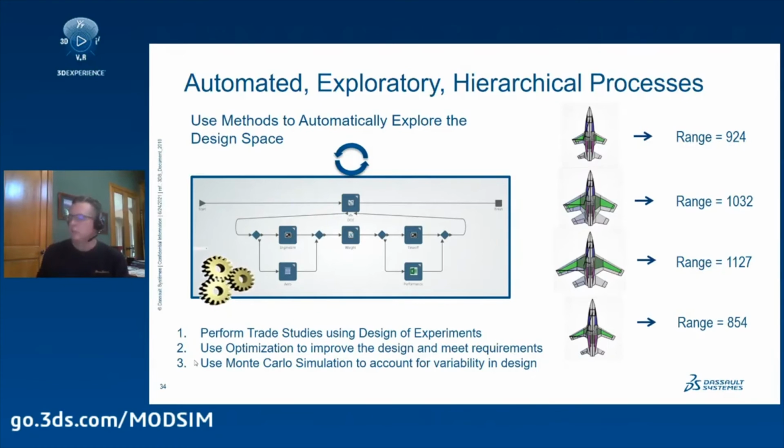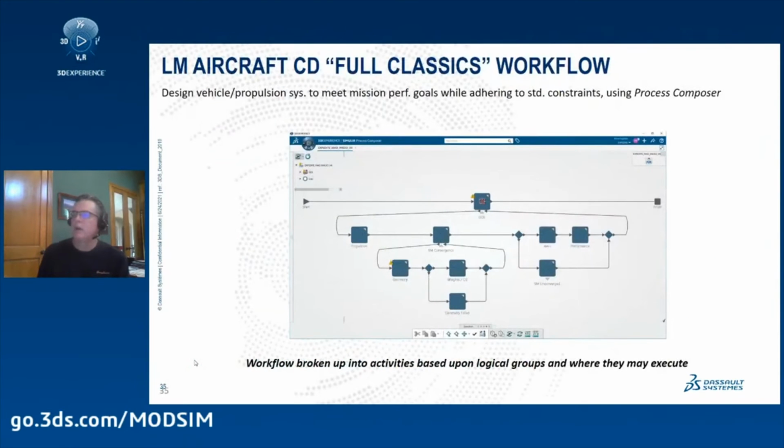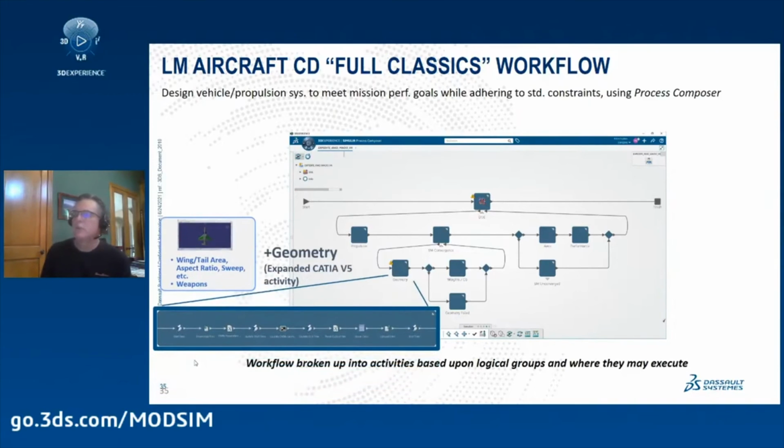So all of that capability is built into Process Composer as well. And earlier, Chris talked about the Lockheed Martin Expedite workflow, and their workflow in Process Composer was actually done to do a very large design of experiments. So they actually ran about 10,000 points, and this particular Process Composer workflow was broken up into several activities that did very specific things. So there was an activity that updated their CATIA V5 geometry using a series of our generic adapters. And so they would change the wing shape and the areas and aspect ratios, sweeps, etc.